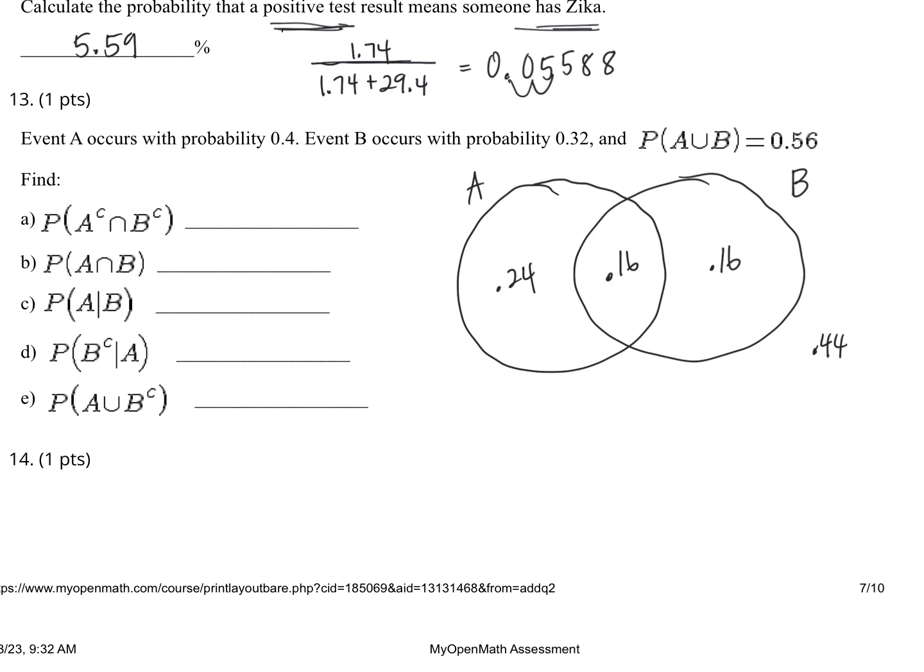So let's see what we have. Probability of A complement intersect B complement. So what's not in A and not in B? The only thing that's not in both of those sets is 0.44, which is the stuff on the outside. So that'll be 0.44. B, probability of A and B. So they want that middle section, that intersection. That's the middle, which is 0.16.